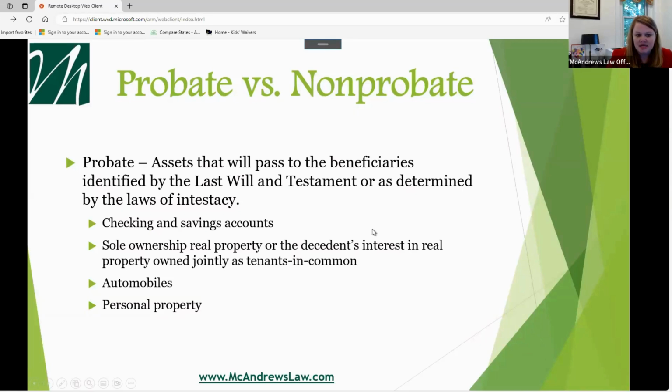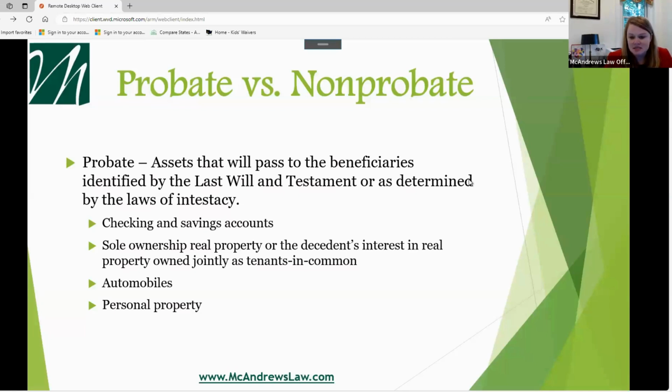So we talked about intestate versus testate. So you had a will or you don't have a will. And now we're going to talk about your assets. So we have what are called probate assets and non-probate assets. Probate assets are assets that pass to the beneficiaries that are either identified in your will, or, like I said, if you don't have a will, as determined by the laws of intestacy.